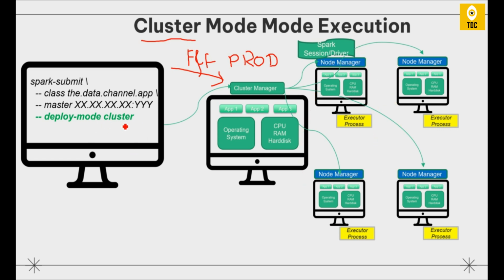Unlike the client mode case, where the Spark session and Spark driver were here on the client machine, which is the whole reason that if that laptop or machine goes down, the entire thing goes down. But in this case, the Spark session and driver are maintained in one of the nodes within the cluster, so it will not disturb any execution, right? So that's the cluster mode for you, and I hope you understood the difference between cluster mode and client mode.